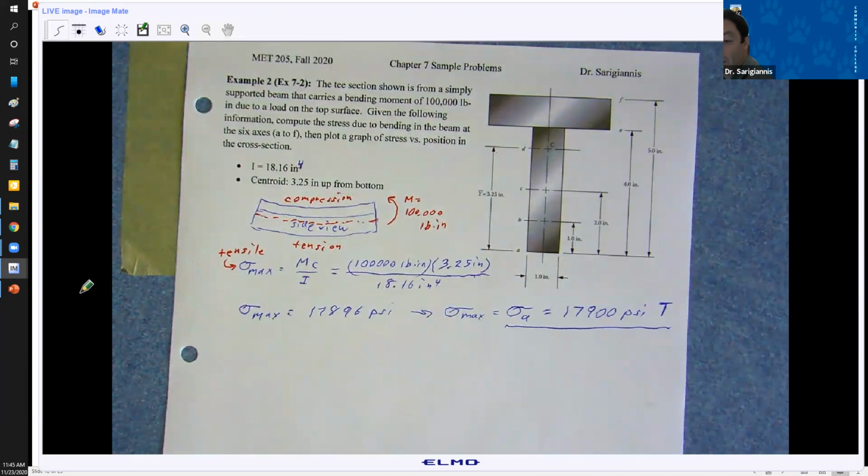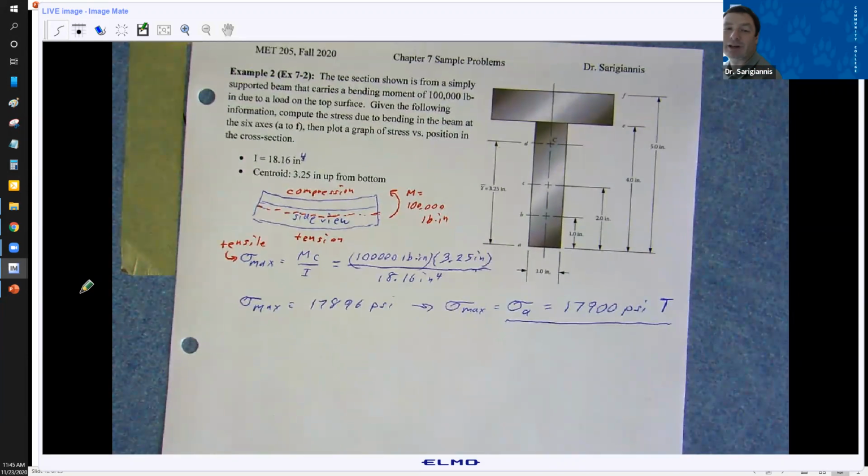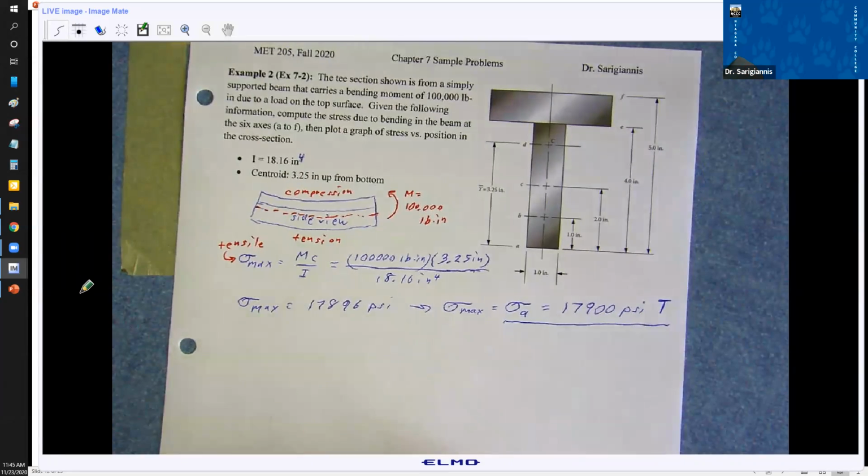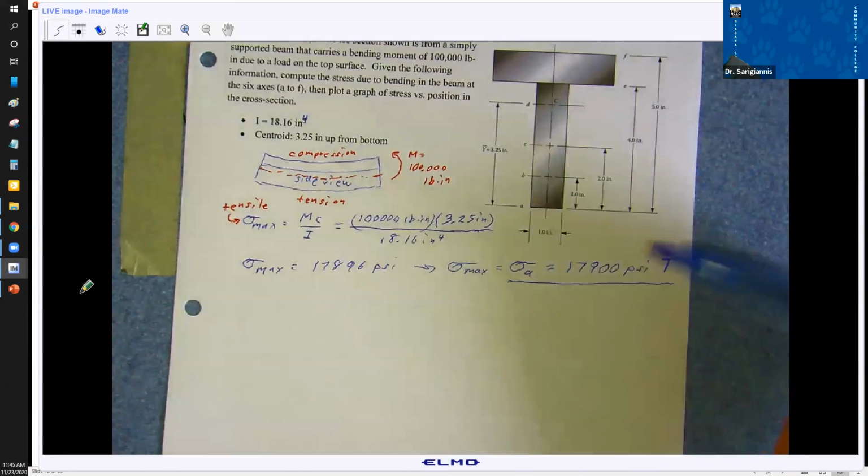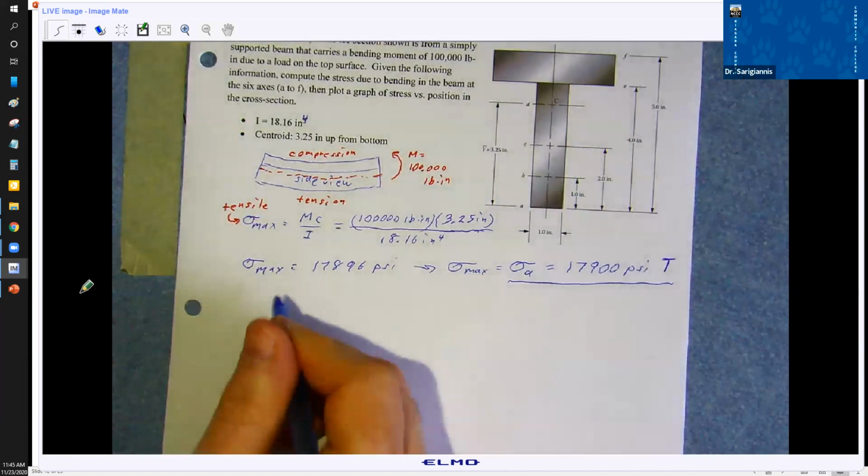Just like we used to do when we were doing method of joints, looking at the members, are they under tension or compression? All right. So why don't I go now and compute all the rest of these?